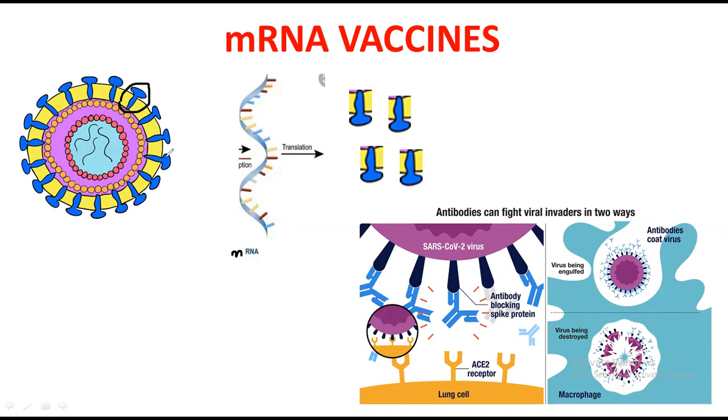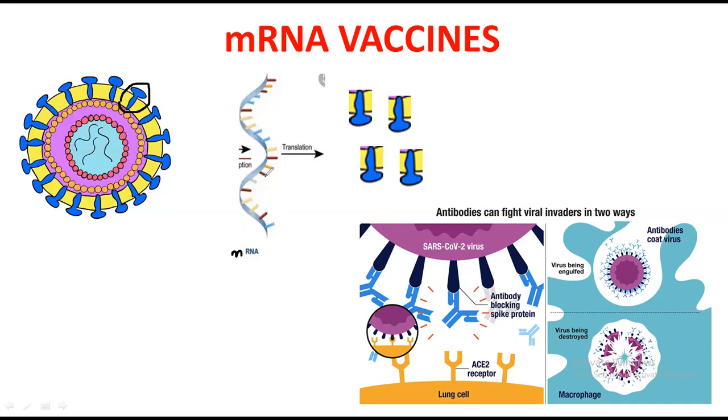First, they figure out which portion of the genome, when translated, produces the spike glycoprotein. They take out the messenger RNA from it, and as we know, when messenger RNA is translated, it produces a specific protein. So they use the messenger RNA as the vaccine.